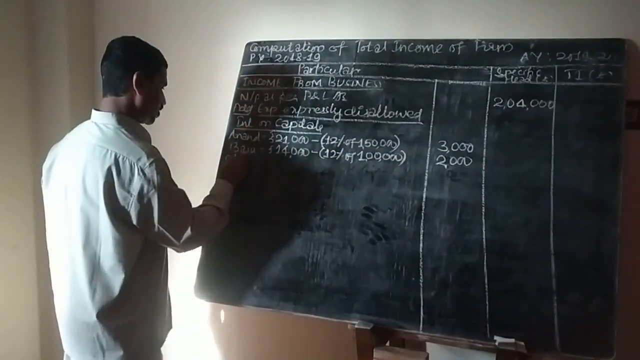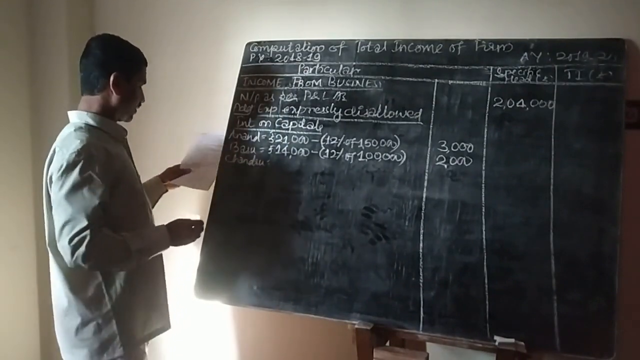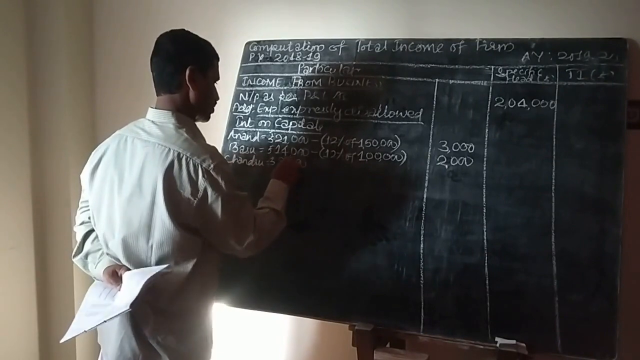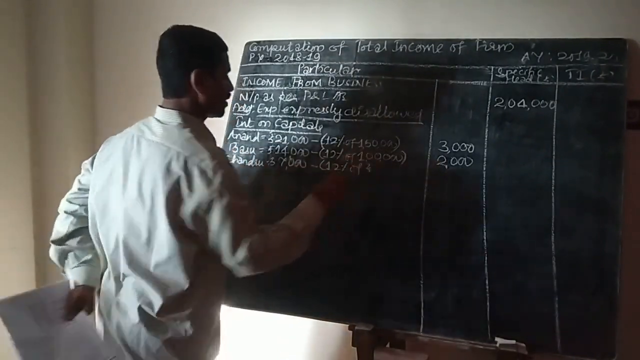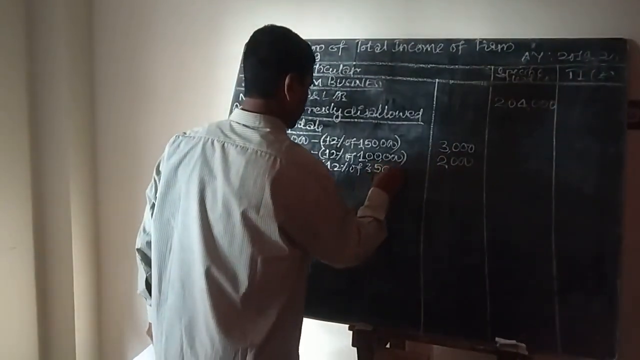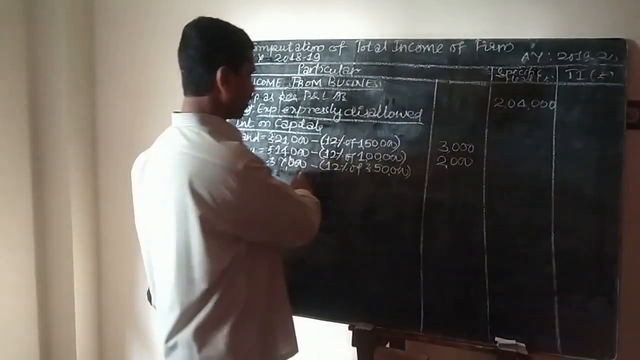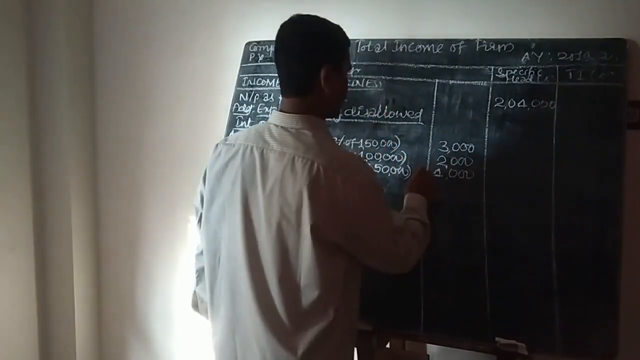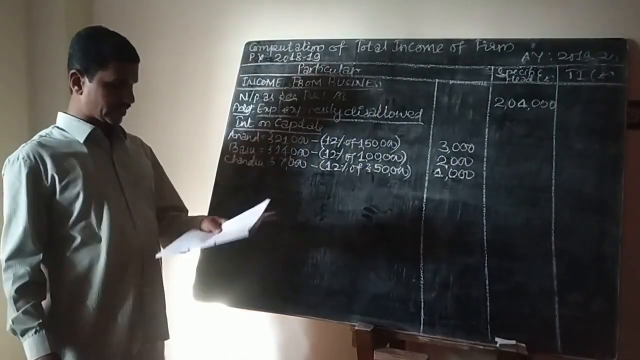Then similarly Chandru. He has been paid an interest of rupees 7,000 here, minus 12% of his capital balance at the beginning of the year, which is given as rupees 50,000 in the problem. 12% of 50,000 comes to 6,000. So 7,000 minus 6,000 comes to 1,000. This is the interest on capital which is disallowed here.